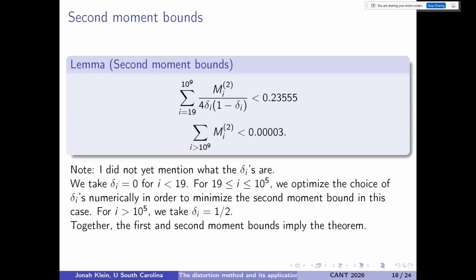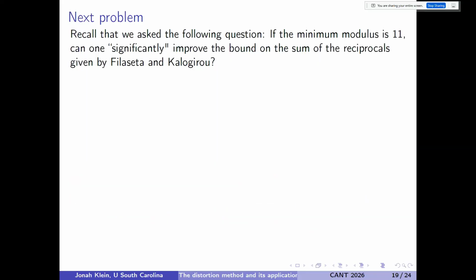And together, if you sum all the bounds that I put there, that's smaller than 1. And so by the key result of the distortion method, it's not a covering system. There are no covering systems with distinct multiples of 11. All right, next problem.